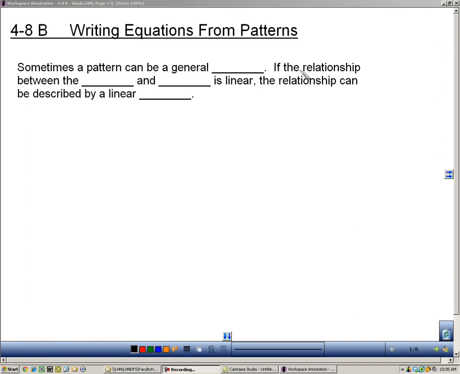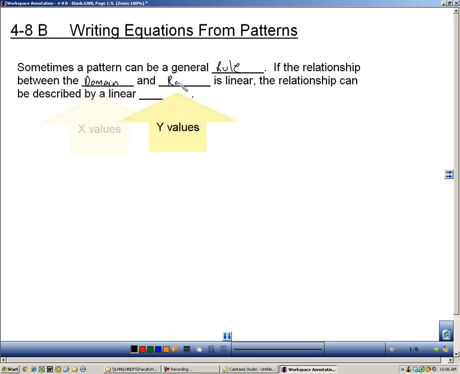Section 4.8b is about writing equations from patterns. A couple of sentences we want to look at. Sometimes a pattern can be a general rule if the relationship between the domain and the range is linear. If it creates a line, then that relationship can be described as a linear equation. Sometimes we call that a linear function. That's what we're going to look at.